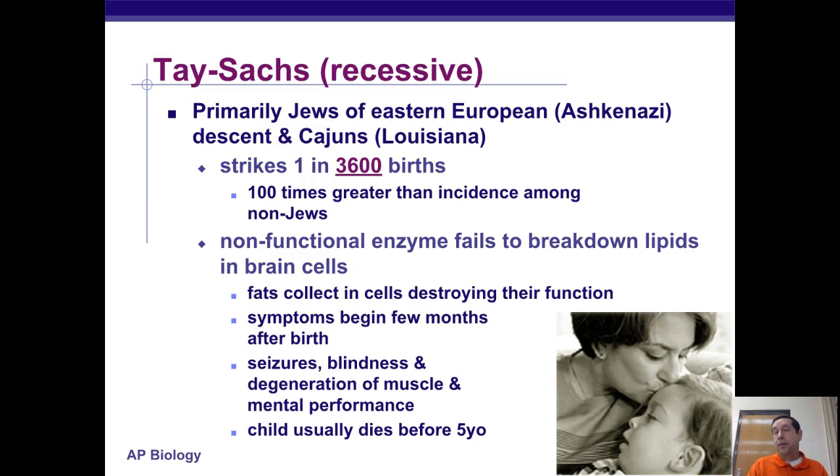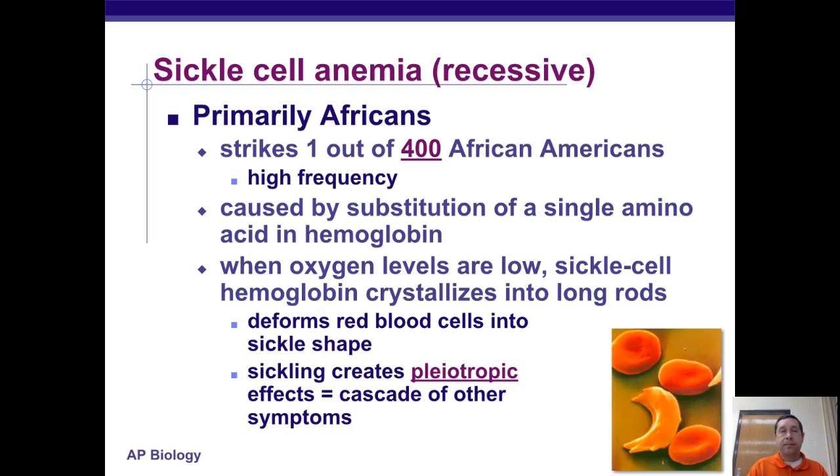Usually they're okay at birth, but within a few months after birth, they start to show symptoms. Their developmental progress is delayed. They might have seizures. It might lead to blindness, degradation of muscles, and mental performance. And this one usually results in the child dying before they reach the age of about 5 years old.